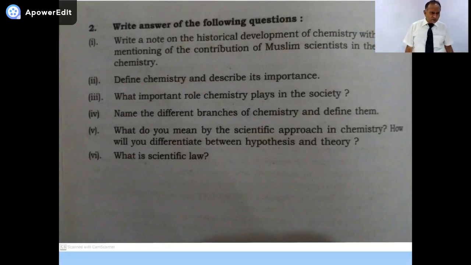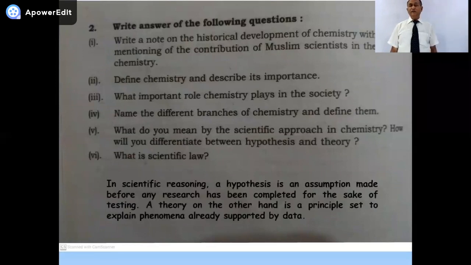Okay, what is next? What do you mean by the scientific approach in chemistry? How will you differentiate between hypothesis and theory? If you couldn't find this difference, just Google it. I found it from Google, just to show you.